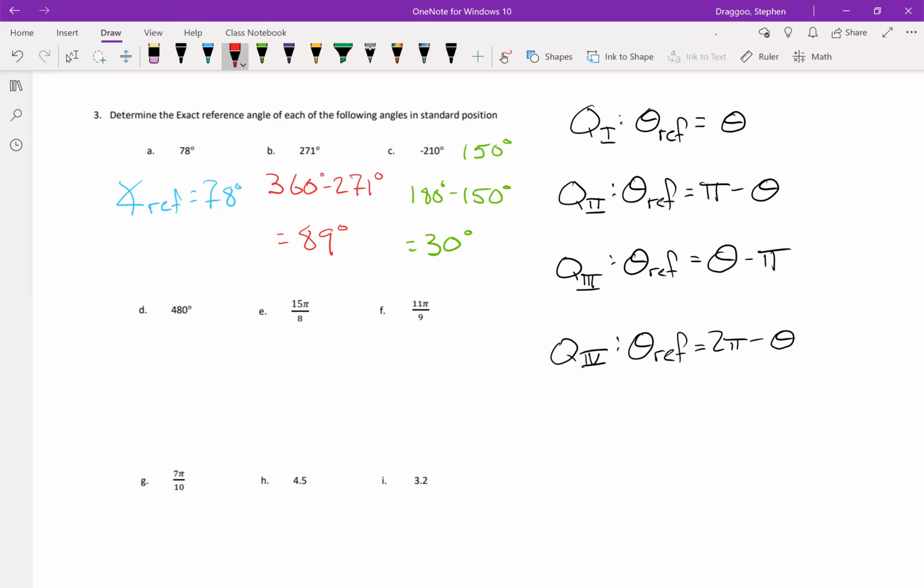480 degrees is larger than the unit circle, so I'll want a coterminal angle that lies between 0 and 360, which should be 120 degrees, which again puts us in the second quadrant. So 180 minus 120 gives 60 degrees as that reference angle.